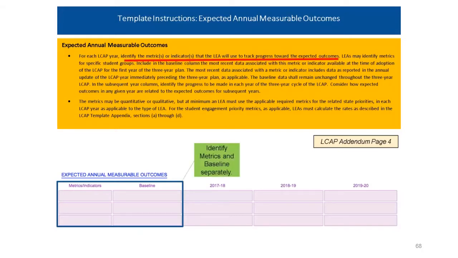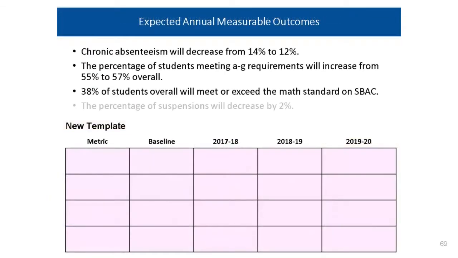The metric and the baseline level used to measure progress are separated in the template. If your outcomes were written in narrative form last year and they were written in measurable terms, you will find that information needed to complete the template will be in the narrative. Here is an example of how one LEA wrote their measurable outcomes in the previous template format.